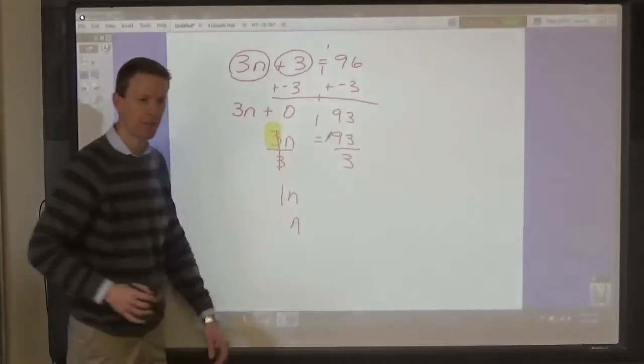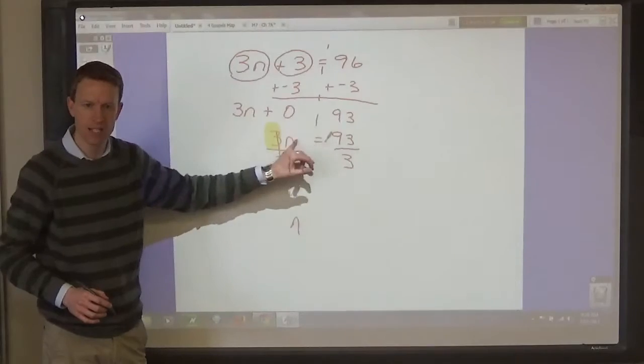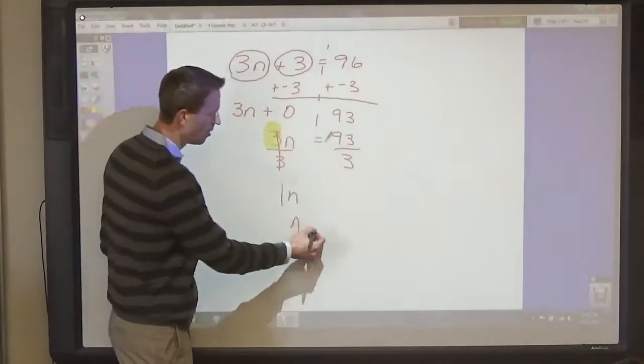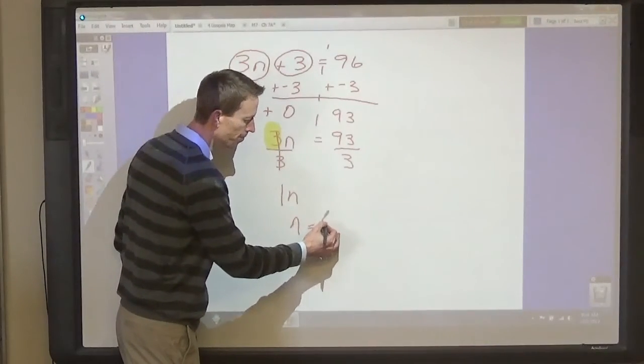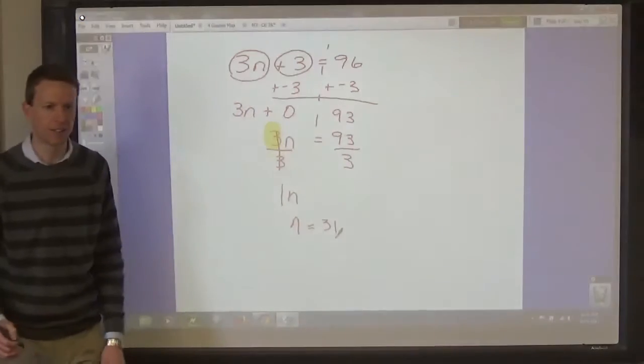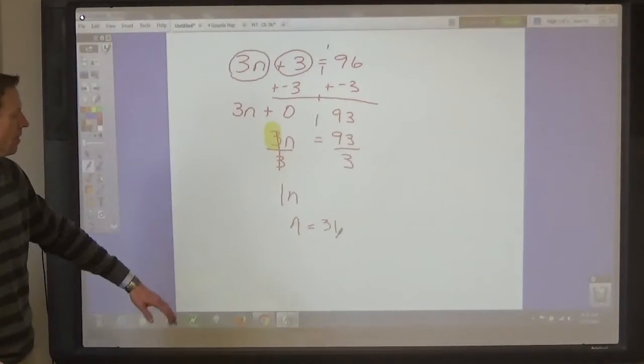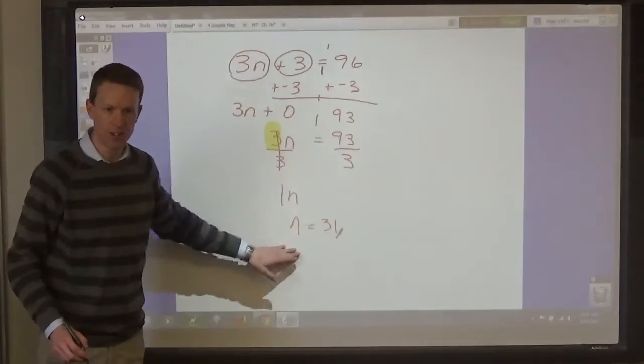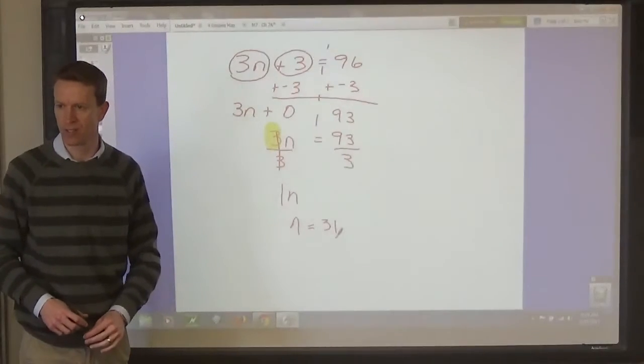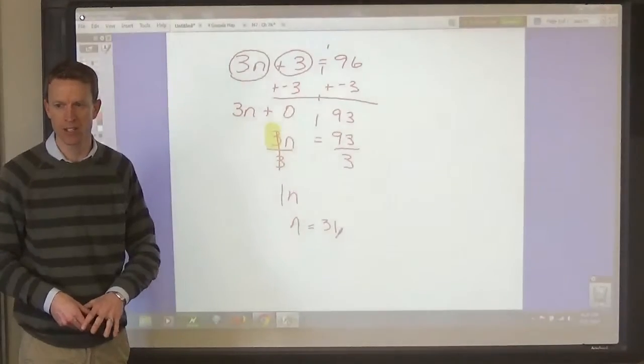And you have to do the same thing on the other side. You have to divide both sides by the same number. So that gives us the answer for what n is. Now, we have to use this value to find the 3 consecutive integers. So what are the 3 consecutive integers then?